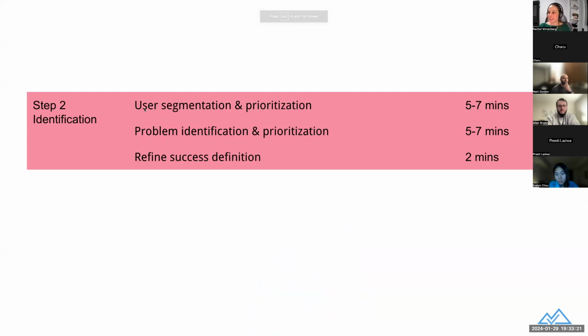Step two, in my opinion the next critical step, is user segmentation and prioritization. And I'll say this, and I have it in the slides in a few places: the better your segmentation, the better your problems, the better your solutions. If you have a very broad segmentation, you're going to have not very interesting problems, and then your solutions are going to be pretty banal.